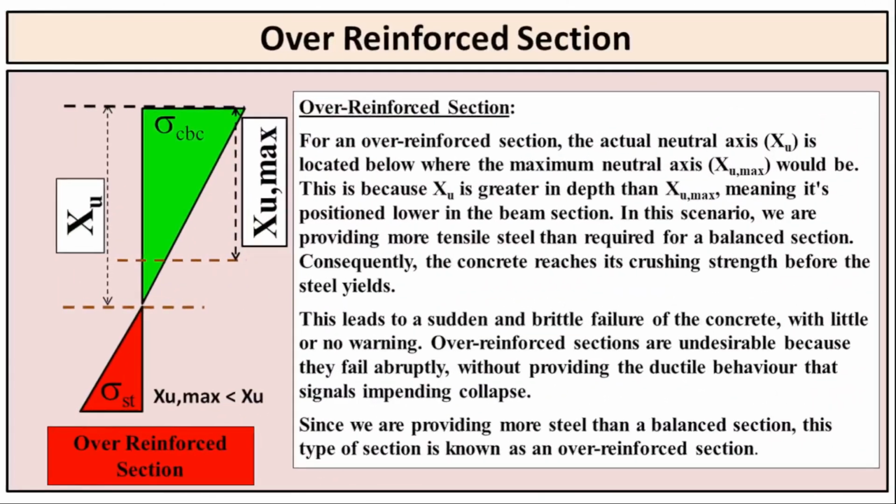For an over-reinforced section, the actual neutral axis, XU, is located below where the maximum neutral axis, XU max, would be. This is because XU is greater in depth than XU max, meaning it's positioned lower in the beam section. In this scenario, we are providing more tensile steel than required for a balanced section. Consequently, the concrete reaches its crushing strength before the steel yields.